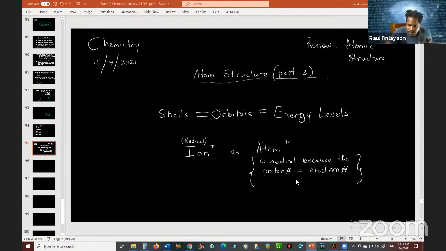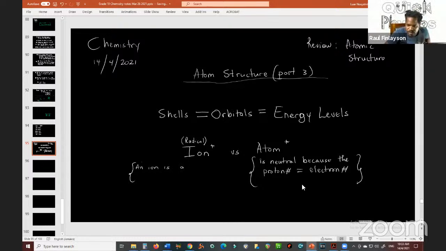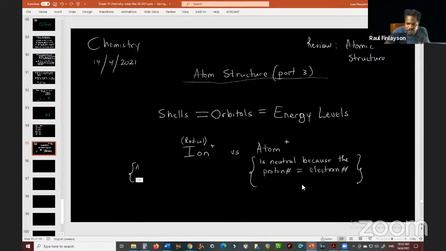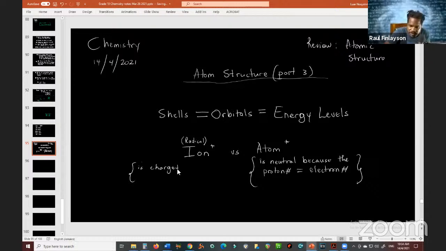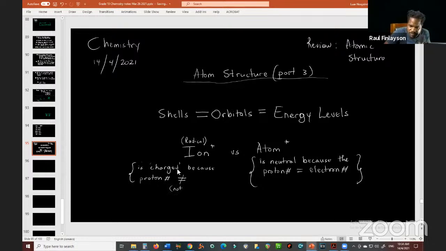I didn't put what an ion is. An ion is, let me just start from the article here, an ion is charged because the proton number is not equal to the electron number. So that is the rule here.